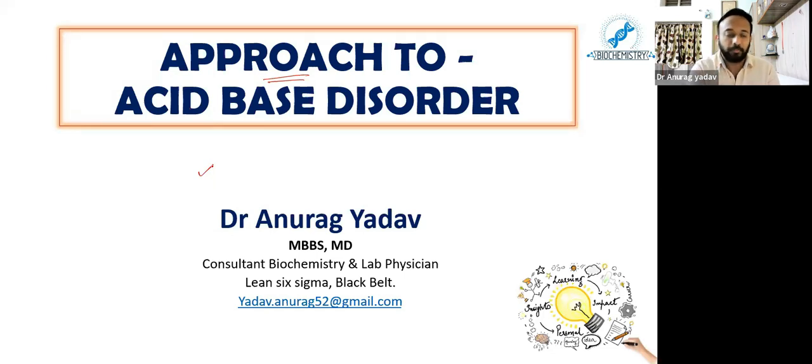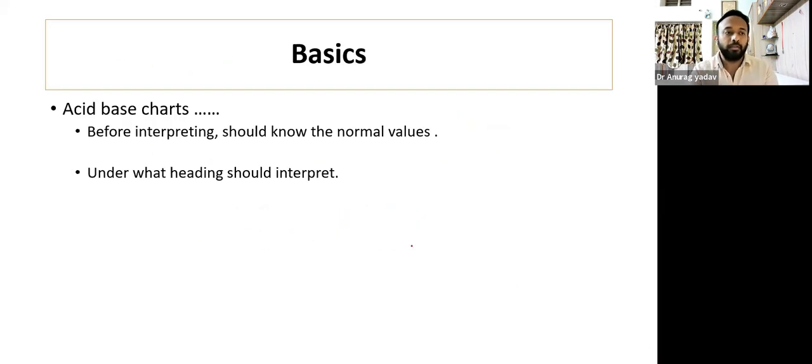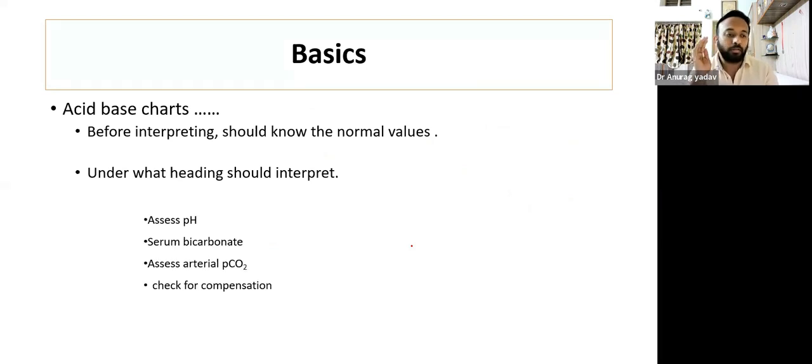When we are seeing an acid-base chart, we should always know the normal values before we start the interpretation. And we should always interpret in a set sequence. Whenever a report is given to you, this is how we are going to interpret the acid-base reports. I will tell you the basics.